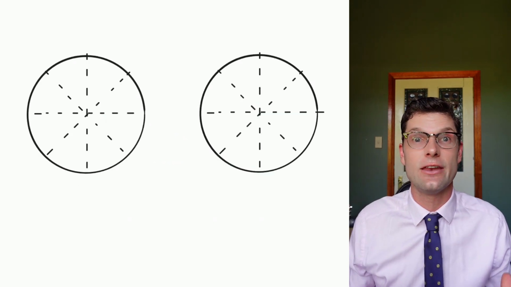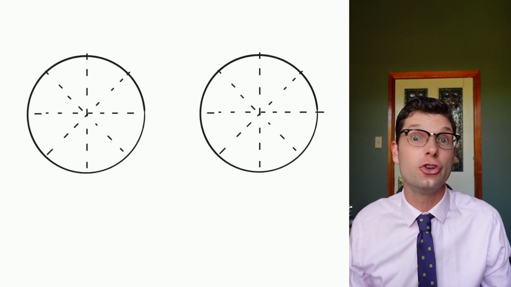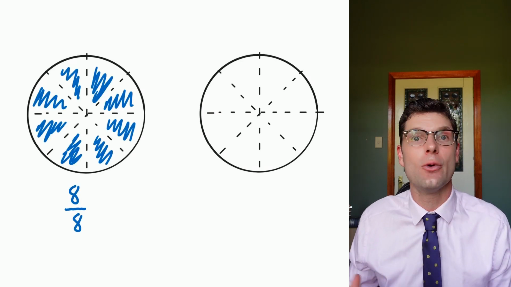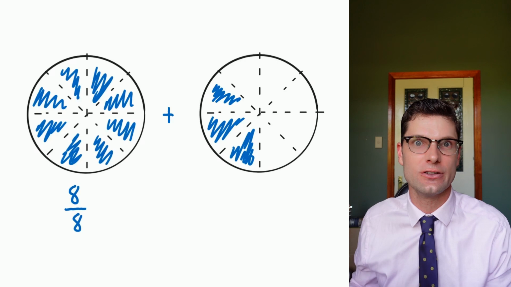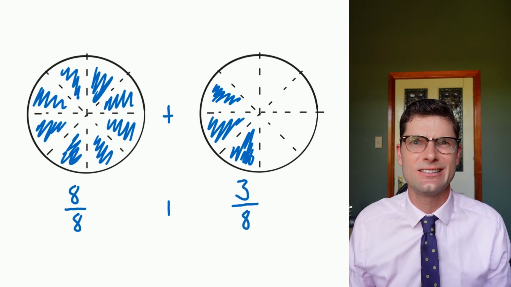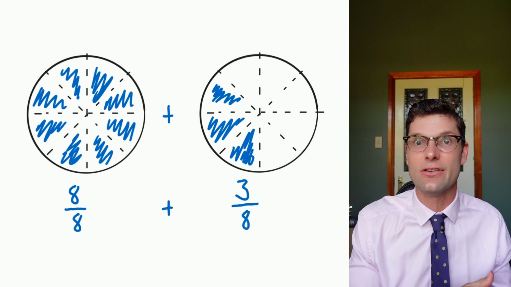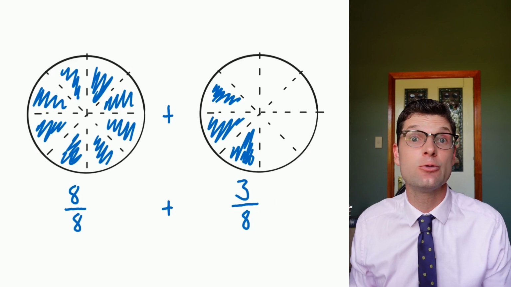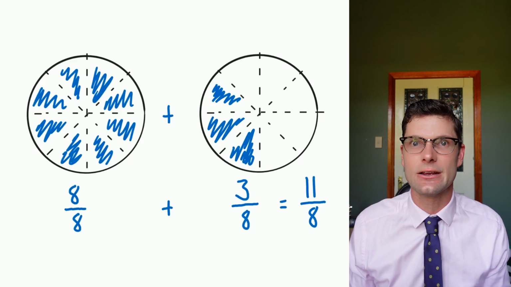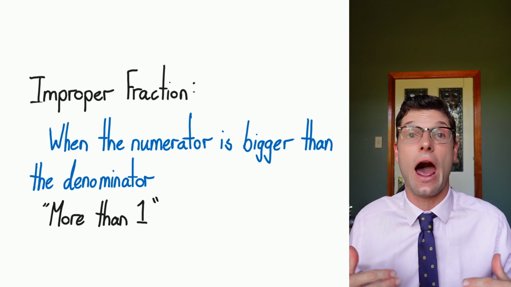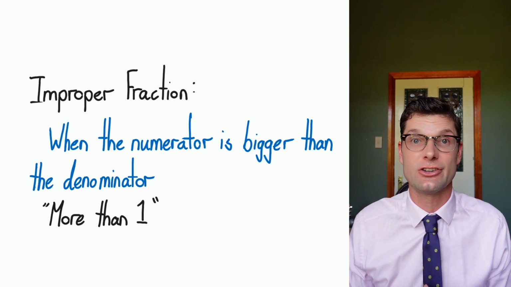Let's say that you and your sibling get pizza, and you eat 8 slices of your own pizza, and then you eat another 3 slices of your sibling's pizza. So if I ask you how many slices did you eat, it's pretty easy. You're going to say I ate 11 slices of pizza. We know from adding fractions together that this would be 11 over 8 because the denominator doesn't change. And this example is actually 100% what an improper fraction is.